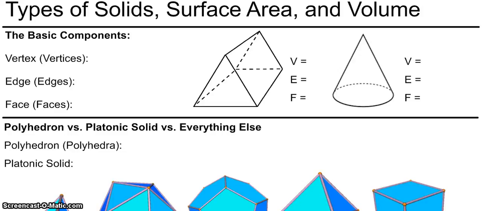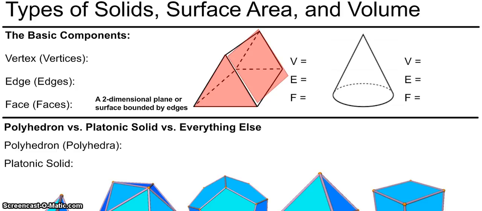In this video, we'll be talking about different types of three-dimensional solids, and we'll leave surface area and volume to a different video. First, let's talk about the basic components of solids. All solids are made up of vertices, edges, and faces. A face is a two-dimensional plane or surface bounded by edges.